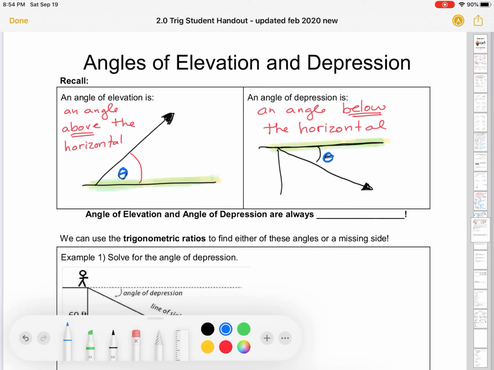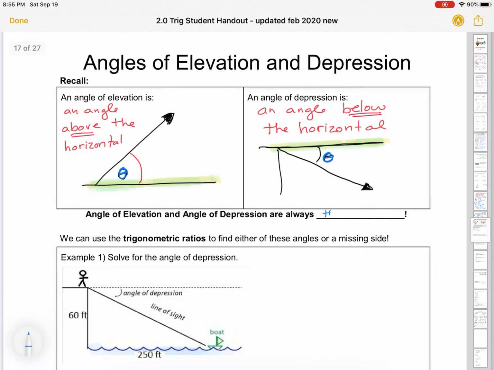The interesting thing is because it's always made with the horizontal, angles of elevation and angles of depression are the same. They're going to be the same in a given situation. So if you're at the bottom of a cliff looking up, you make an angle with the horizontal, it's going to be the same as if you were at the top of the cliff looking down.